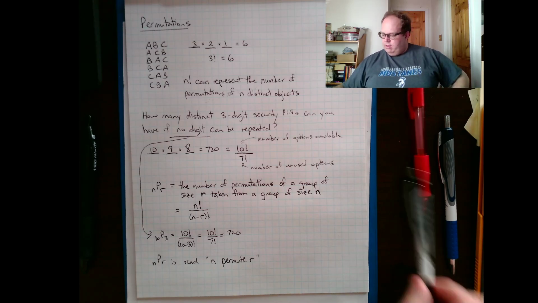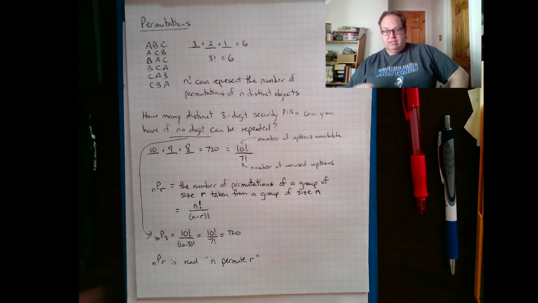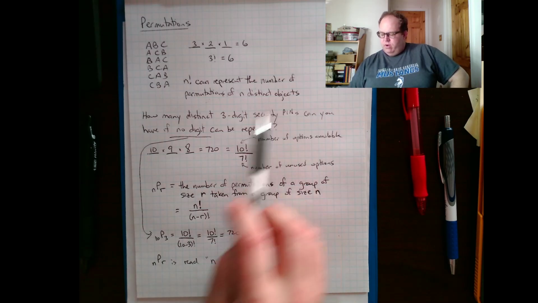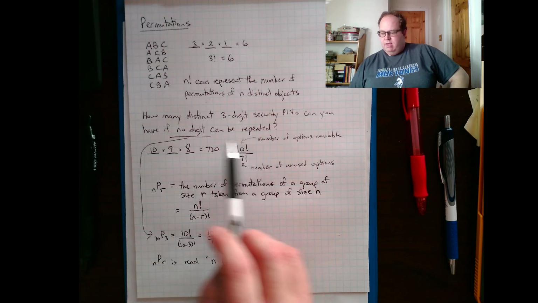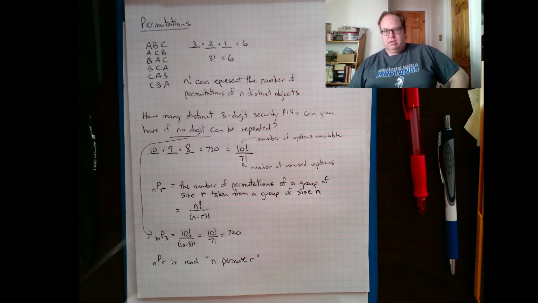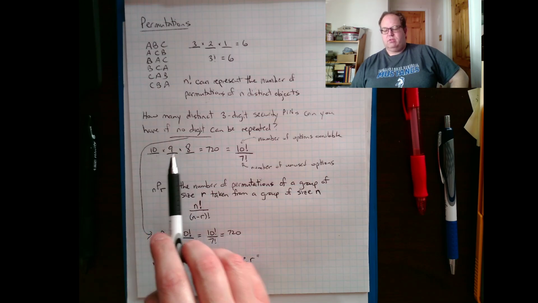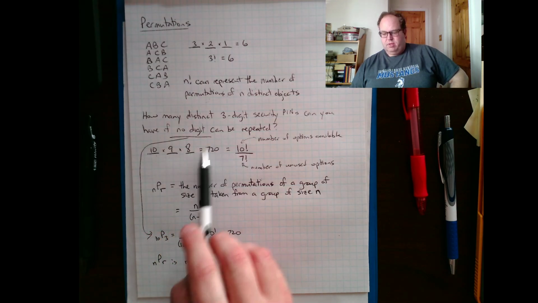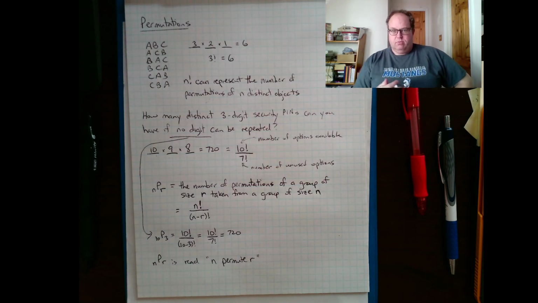And I also want to stress that this is for distinct objects, objects that are different than one another. That's why we had to have this condition that no digit can be repeated here. If you could repeat digits, then we're not talking about just permutations of the same three things anymore. There'd be 10 ways to choose the first, 10 ways to choose the second, and 10 ways to choose the third, which would just be 1,000, and it would no longer be permutations of the same grouping of three things.